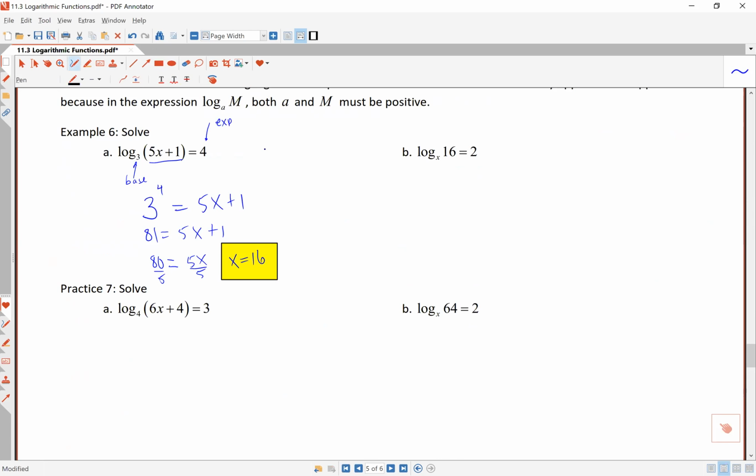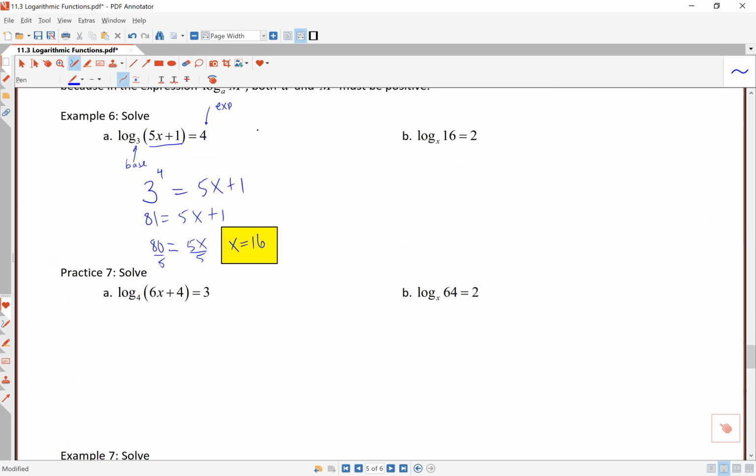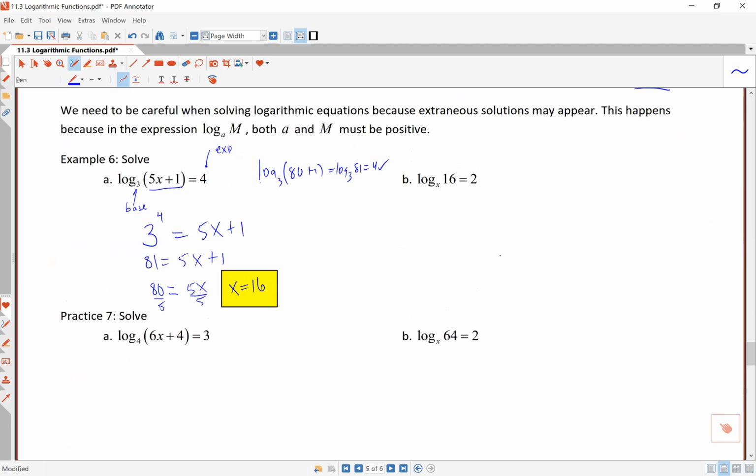Now, if I plug that back in and check it, it's going to say log base 3 of 5 times x, which is 80, plus 1 is log base 3 of 81, which is 4, and so it works out. When checking, we're looking at things like, are we taking the log of a negative number, or is the base proposed to be negative? We can't have negative numbers.